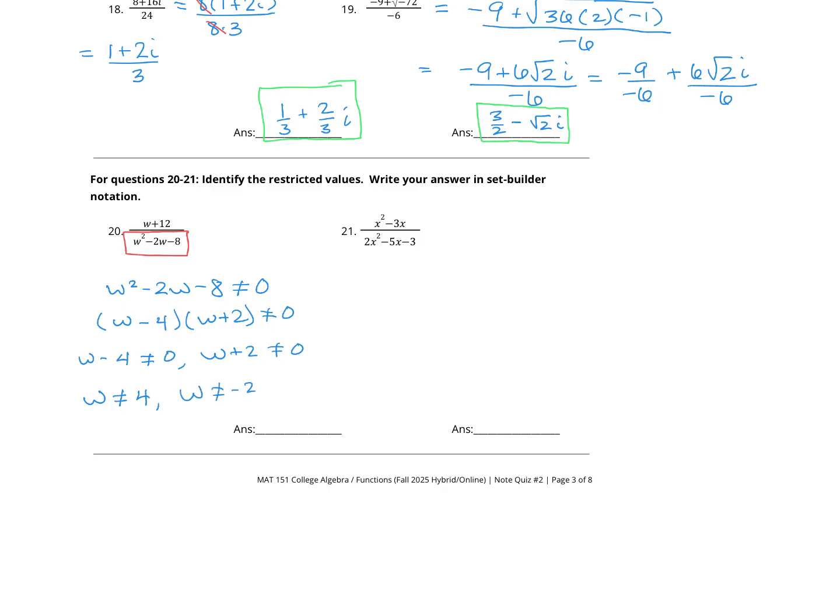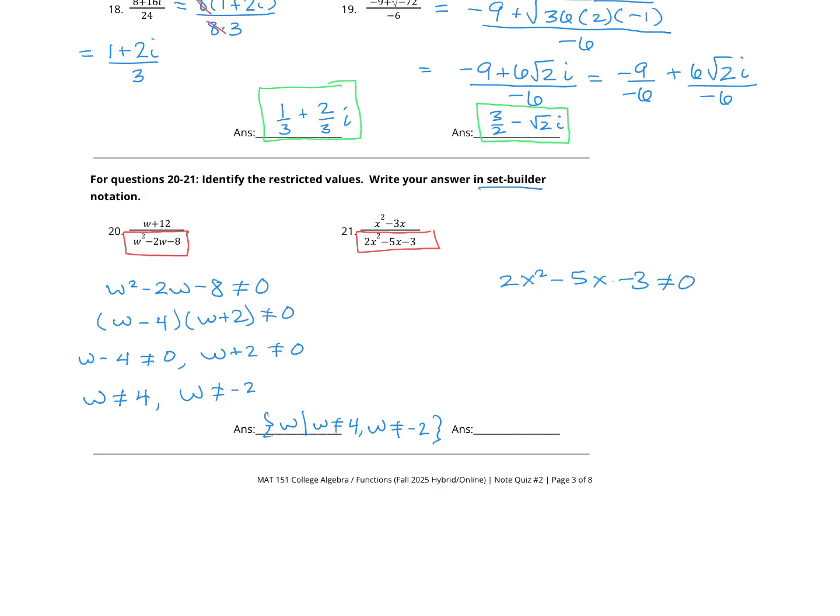We're going to put the answer in set builder notation, which means we're going to dress them up with set brackets. It's going to be the set of w's, where w is not 4, and w is not negative 2. And close up your set bracket. I'm going to do the same thing for the next problem, except the factoring this time will be a little bit more challenging. This time around, we've got 2x squared minus 5x minus 3, not 0.